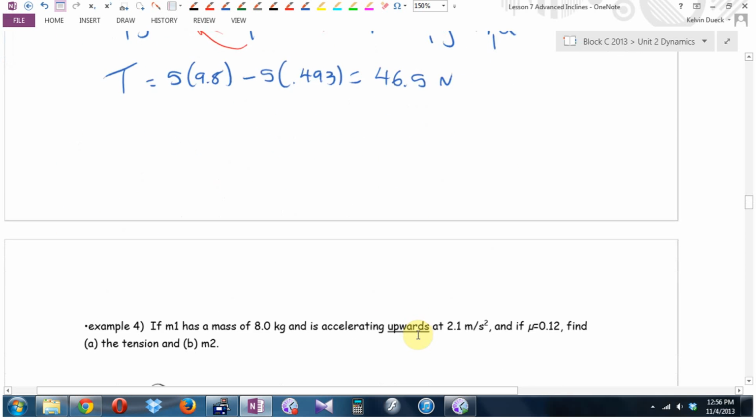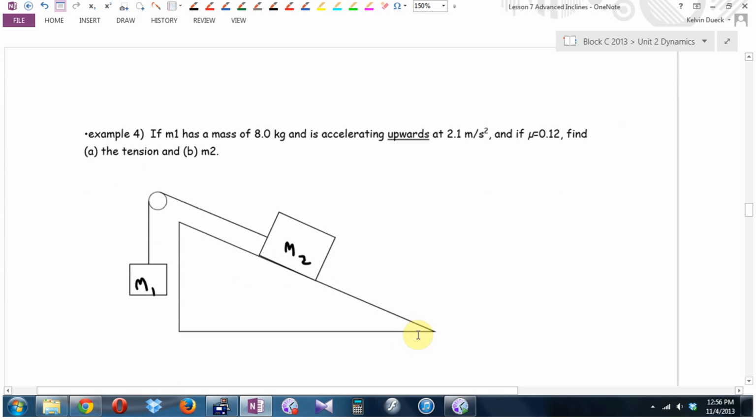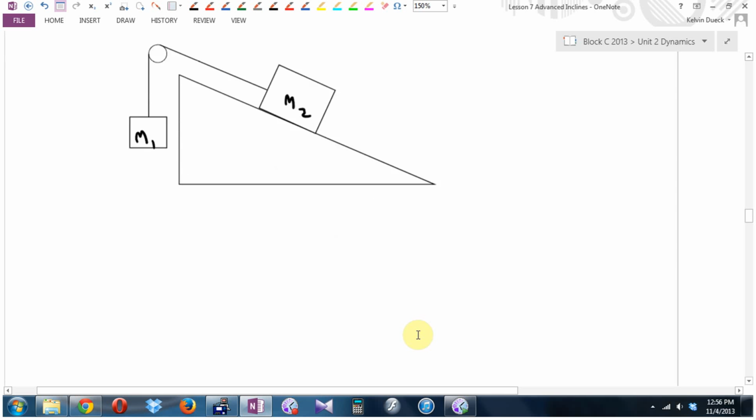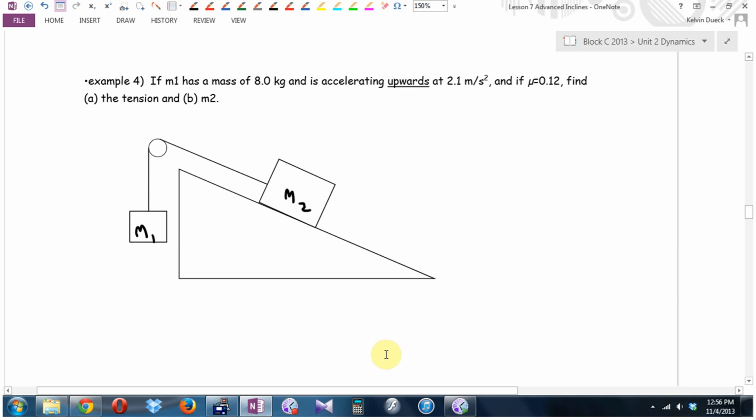Turn the page. Example 4. Oh, last one. Good. By the way, after today, technically, we're done the unit.